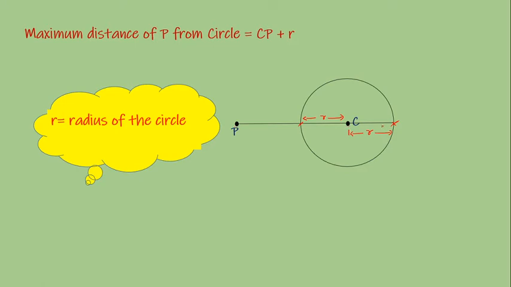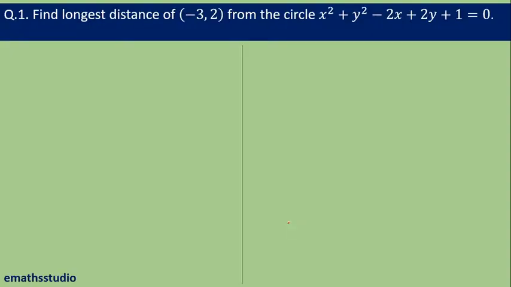And the minimum distance of the point P from the circle is mod of CP minus R. Since the distance should be positive, we write this difference inside the mod. So mod of CP minus R is the minimum distance. Now look at one question based on this theory.